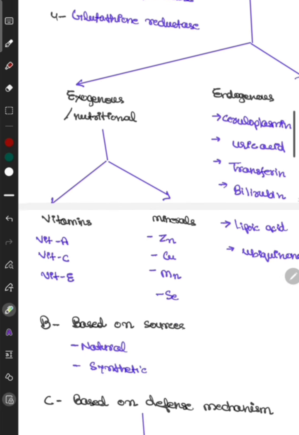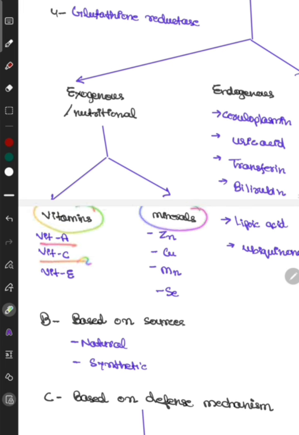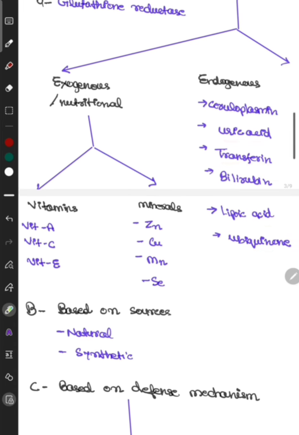Non-enzymatic is further divided into two parts, exogenous and endogenous. Exogenous is also known as nutritional because mainly we receive these kinds of antioxidants from our diet, and it involves vitamins and minerals. Vitamin A, vitamin C and vitamin E. Minerals include zinc, copper, manganese and selenium, which work as antioxidants. Endogenous form includes mainly ceruloplasmin, uric acid, transferrin, bilirubin, lipoic acid and ubiquinone.